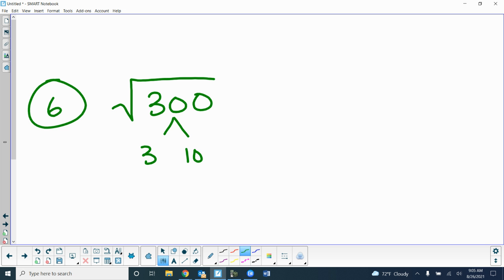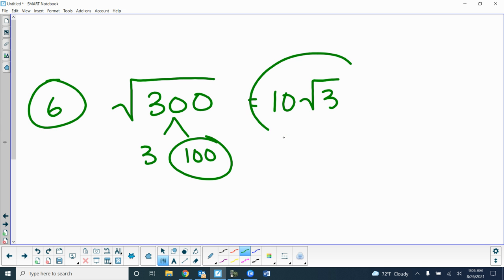I'm going to do 3 times 100 and stop. Why am I stopping? Right, I know 100 is a perfect square, right? So I'm going to pull the 10 out because the square root of 100 is 10. And the 3 stays underneath in the radicand. So that's simplest radical form.